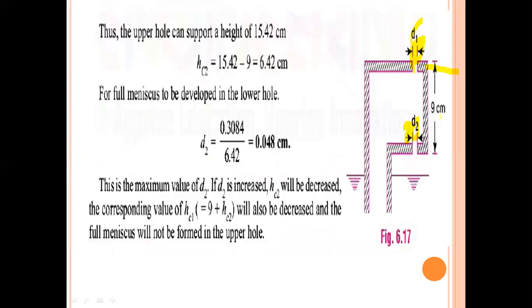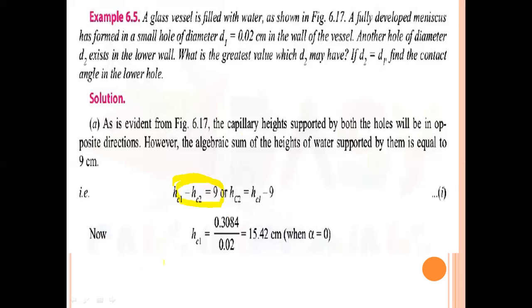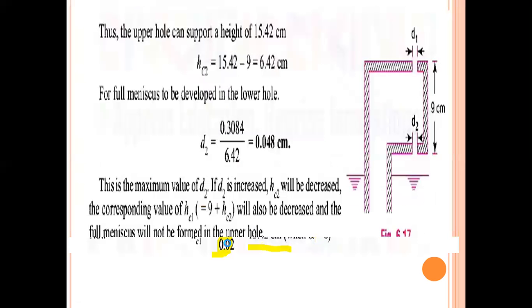So the height between the first diameter and second diameter is 9 centimeters. So then we will calculate the Hc1. So Hc2 equal to Hc1 minus 9. It is equation 1. And Hc1 equal to, at 4 centigrade, 0.3084 divided by 0.02. It is diameter d1, that equals 15.42 centimeters when alpha equal to 0.